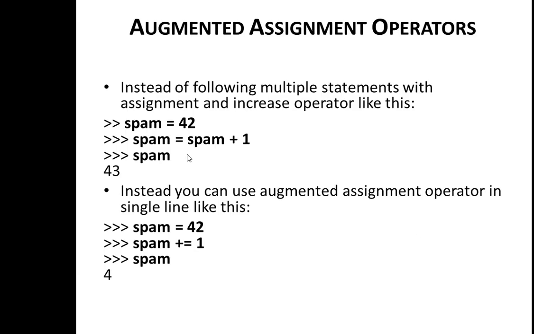Consider this example where we have assigned a value of 42 to spam, and in the next line we are incrementing the value of spam by using the statement spam = spam + 1. Now we can replace this statement with an augmented assignment operator, called plus equal to. The operation remains the same. It does the same work as spam = spam + 1.